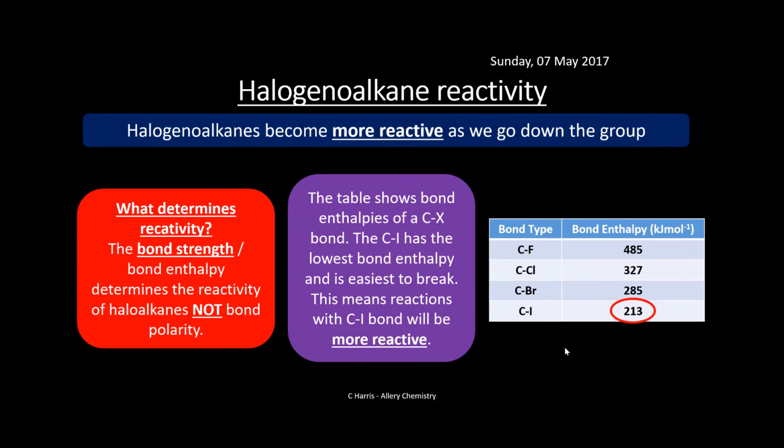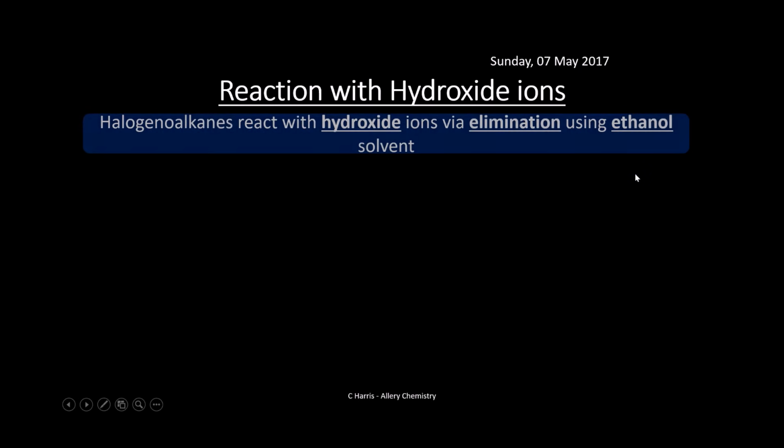So the table shows bond enthalpies of the CX bonds, or carbon-halogen bonds. Okay, so the C-I bond has the lowest bond enthalpy and is the easiest one to break. There it is. This means reactions with the C-I bond will be more reactive. Okay, so remember this is to do with the enthalpy. So this is the weakest bond enthalpy. It's easiest to break, so in reactions it won't take that much energy. So the C-I bond is going to be much more reactive than, for example, the C-F bond, which is a bit stronger.